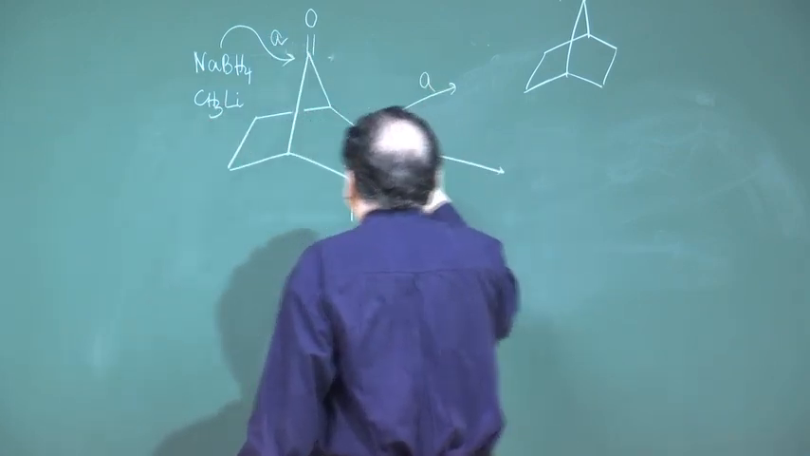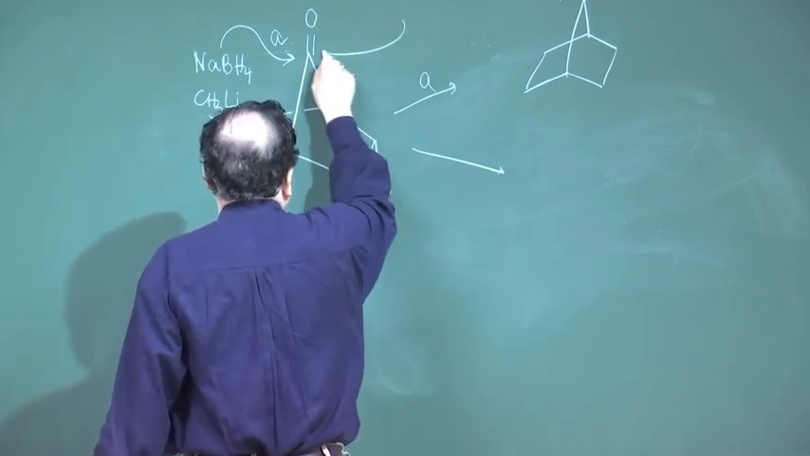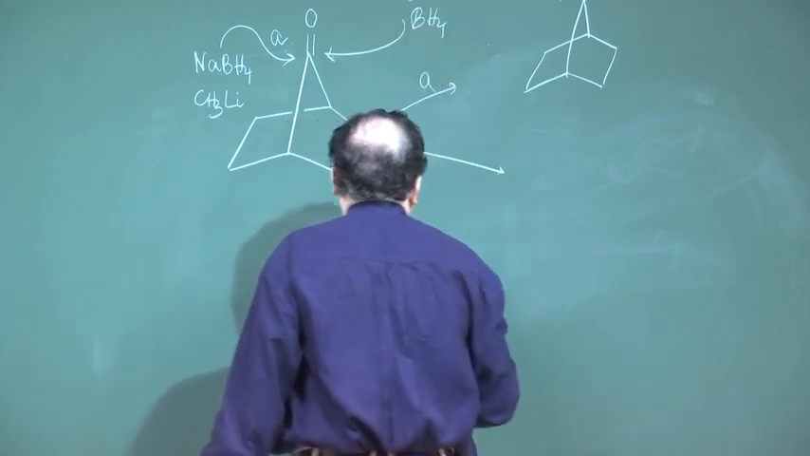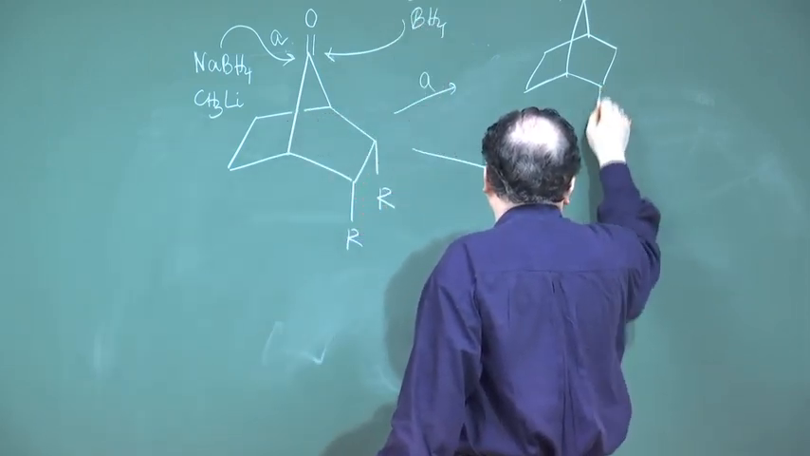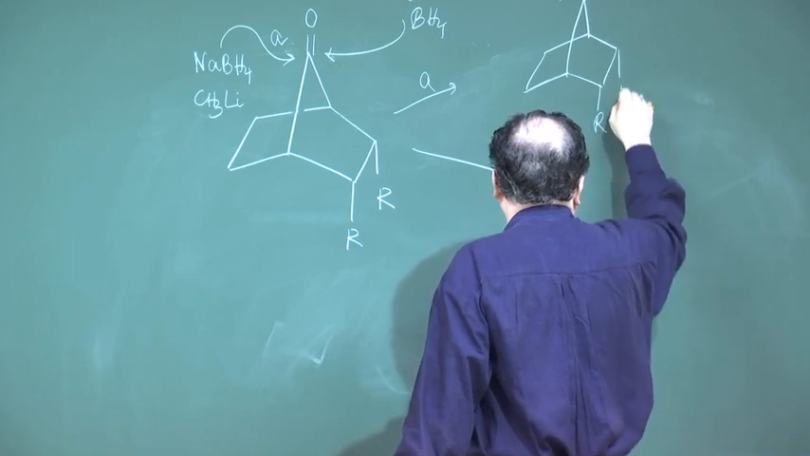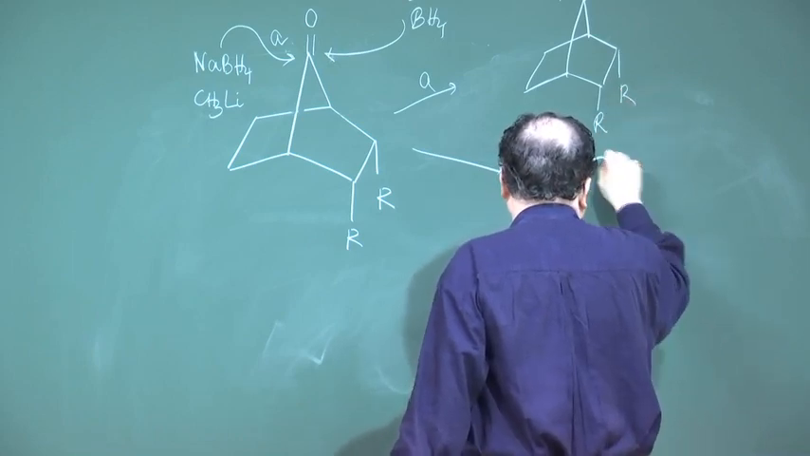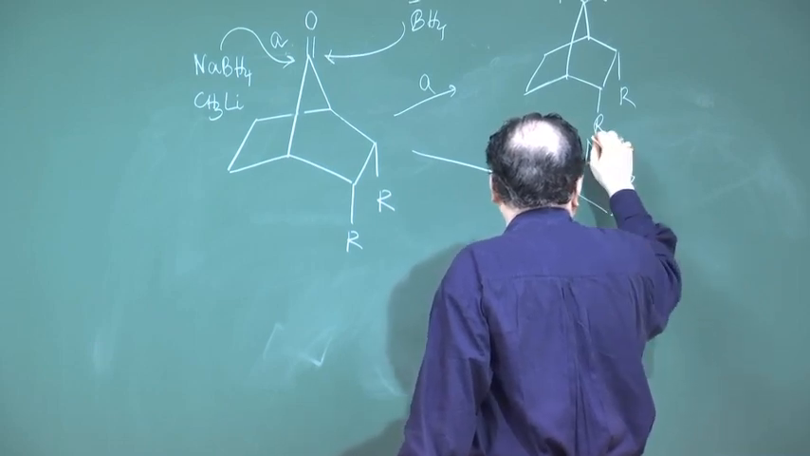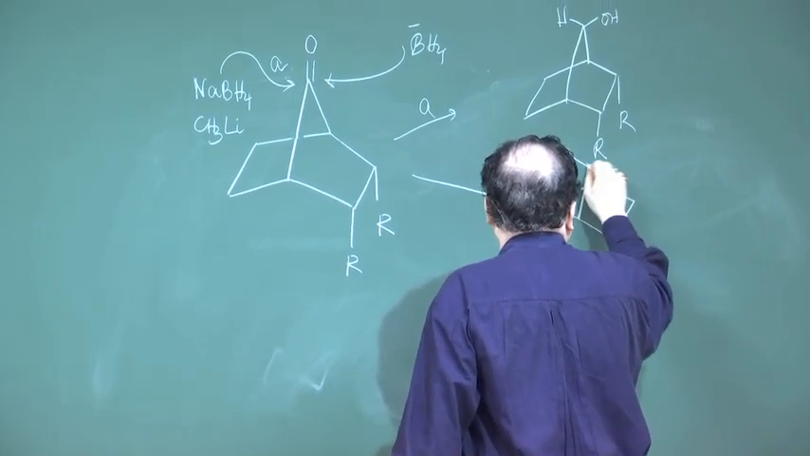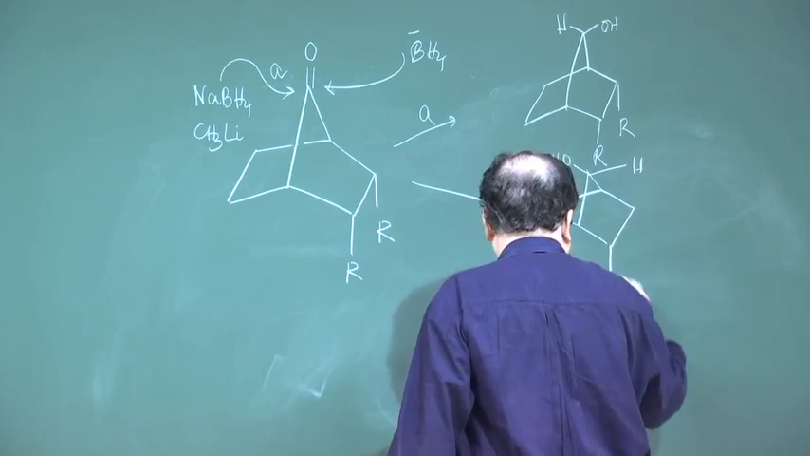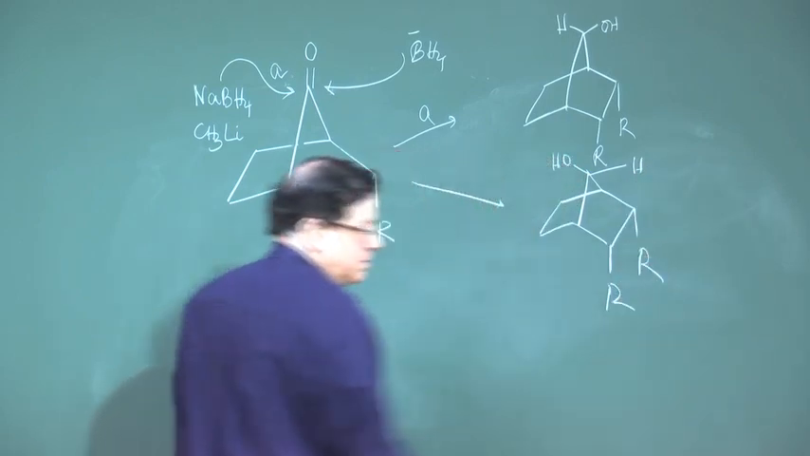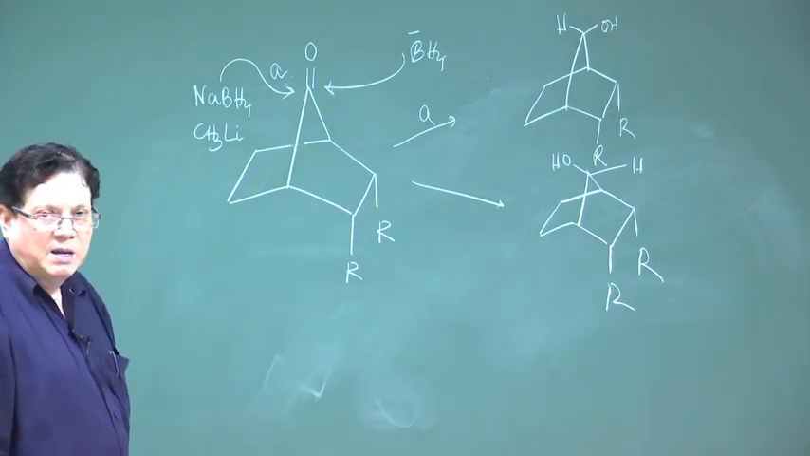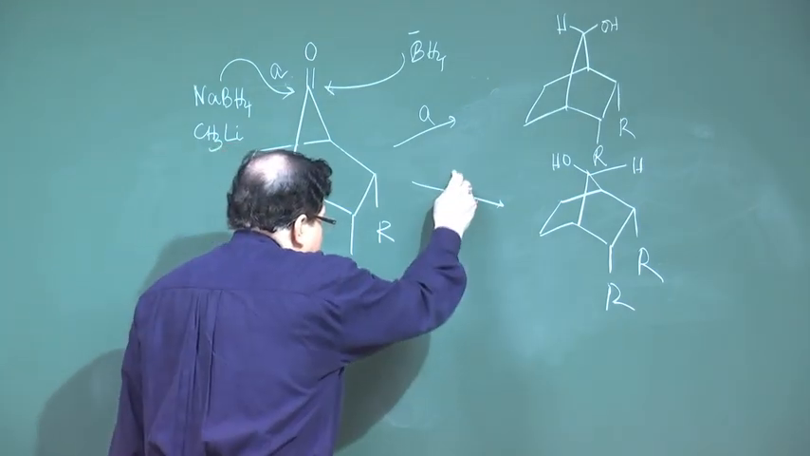So, if the borohydride approaches from path B, that means from this side, then what happens? Then you get, okay, this R has to be there, otherwise these products will become identical. So, now you have OH on this side and H on that side, R will be here and R will be there. So, these are the products. Make sure that what I am saying is right. So, this is path B.